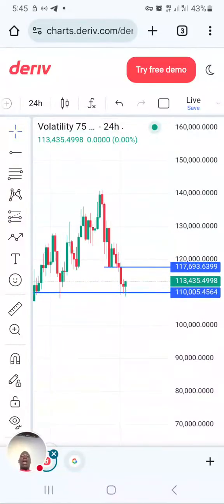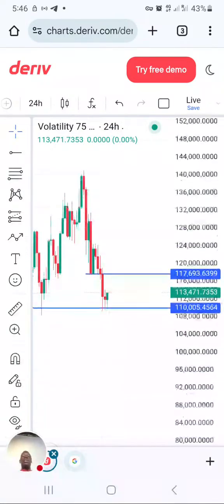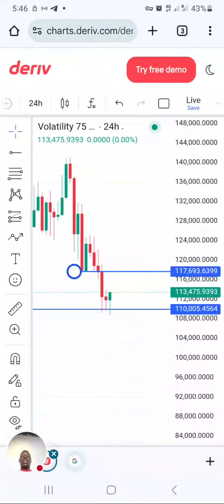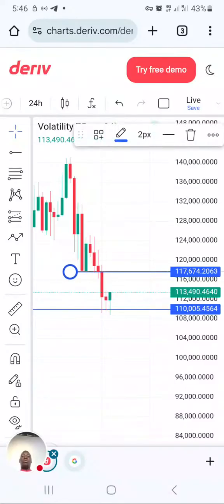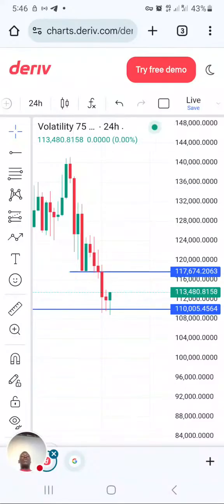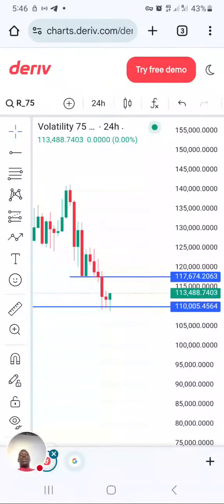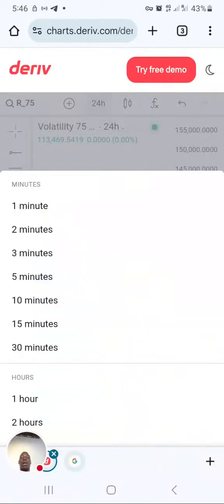So this is a strong break and retest, which means we can start seeing more buys, and there is some possibility of breaking this area here. There is some possibility of breaking that area. So let us go to the low time frame. That is going to be our H4.